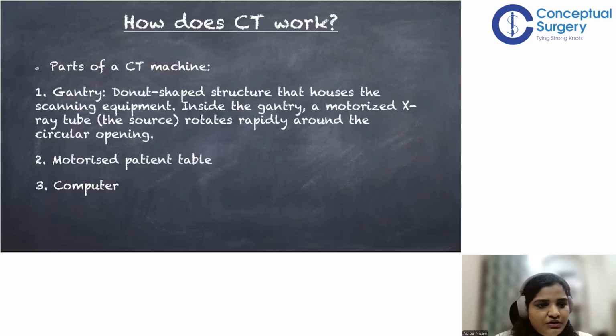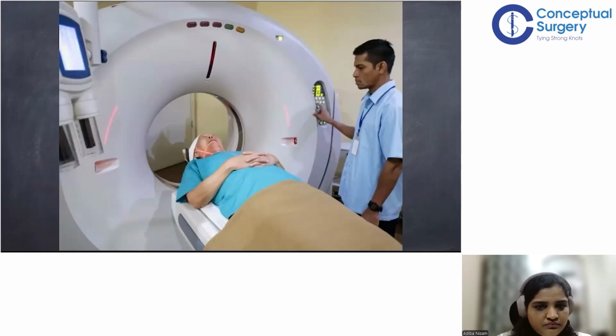So the parts of a CT machine, as we discussed, are a gantry, a motorized patient table, and a computer. The patient table moves in, and the gantry moves all around the patient to take an image.